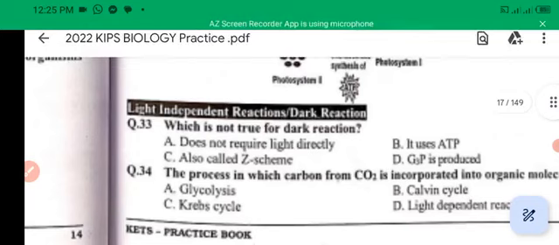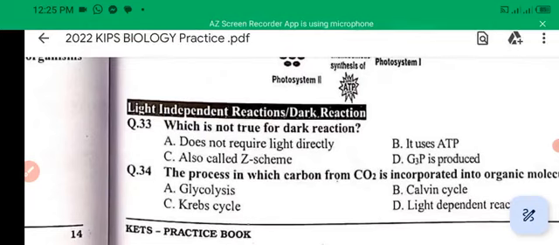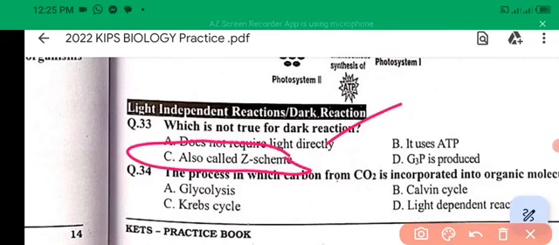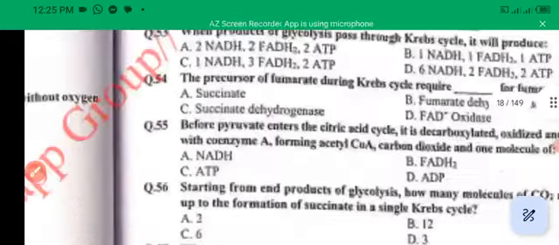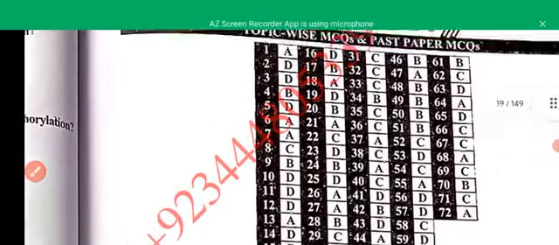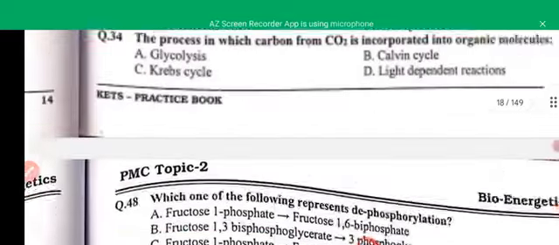Which is not true for the dark reactions? It does not require light directly, yes. Also called the Z scheme? No. The dark reaction is not called the Z scheme; non-cyclic photophosphorylation is called the Z scheme. That is our answer. It uses ATP, yes. G3P is produced, yes. So for question 33, the best option is C.